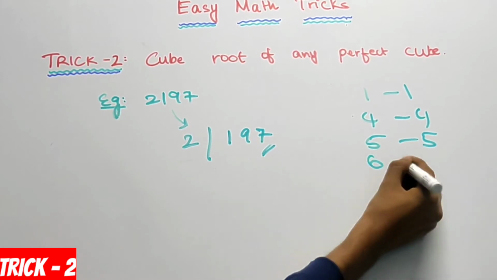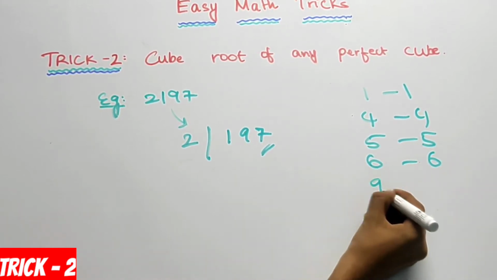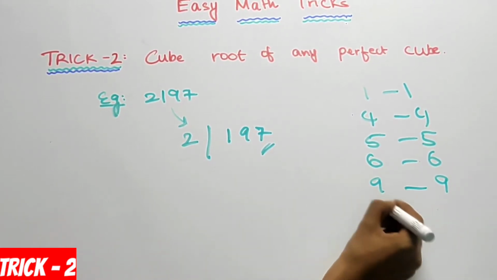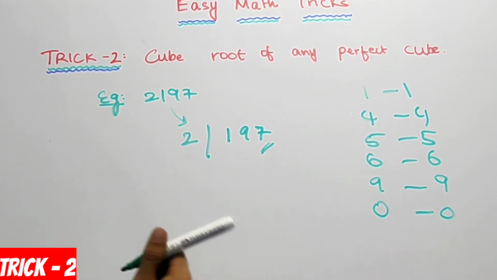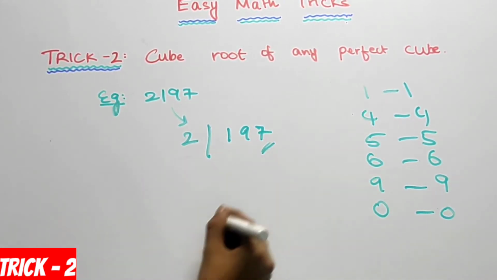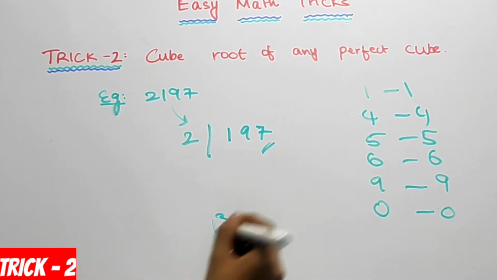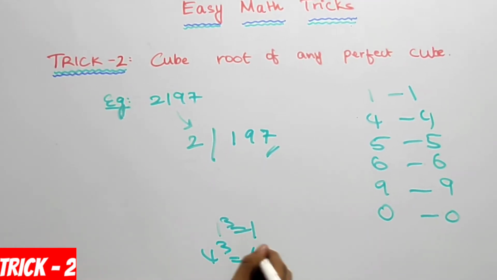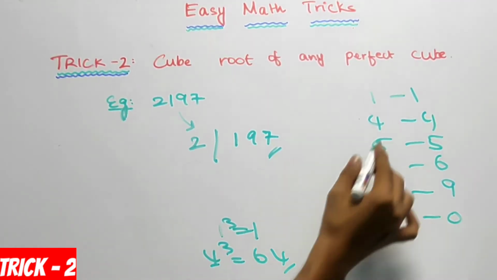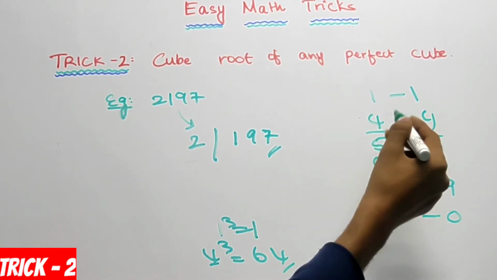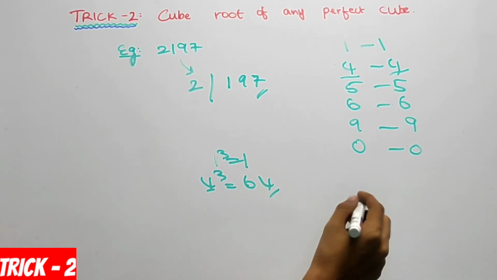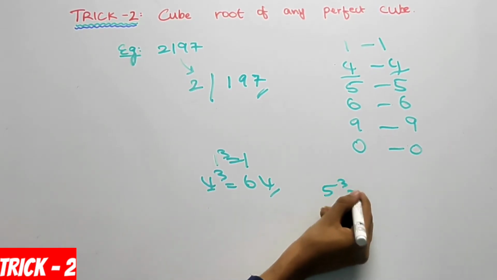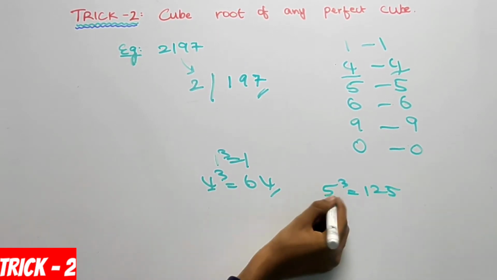5 also gives us the units digit as 5 upon cubing. So does 6, 9 as well as 0. So all these numbers upon cubing will give us the same units digit. So 1 cube gives us 1, 4 cube gives us 64. When 4 is cubed, 64, 4 is the units digit. Hence, when 5 is cubed, 5 cube is 125. Hence the units digit is 5 as well.